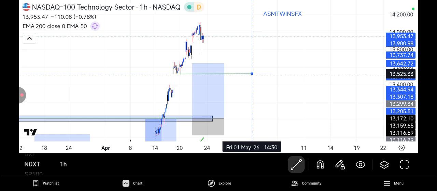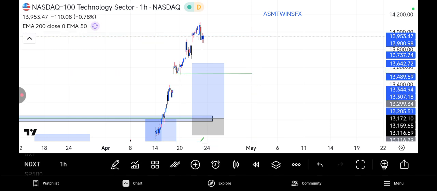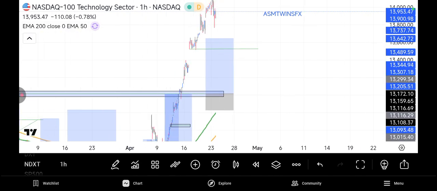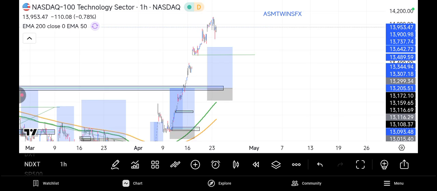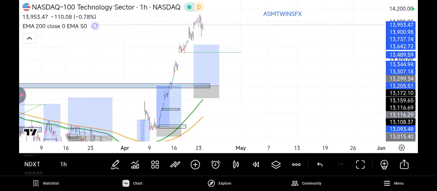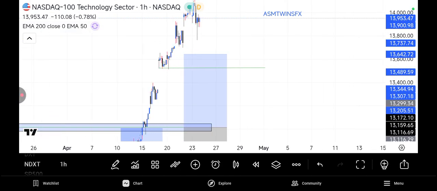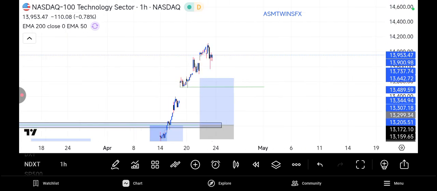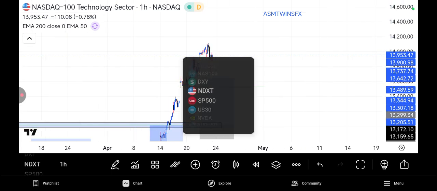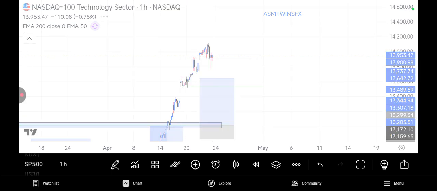Price might come to this area, if at all. Price might come to this area, but if price is coming downward, be waiting for this area, which will be my entry for it. That is that. So my S&P 500 is sell, AUD sell, Nas sell, US 30 sell.